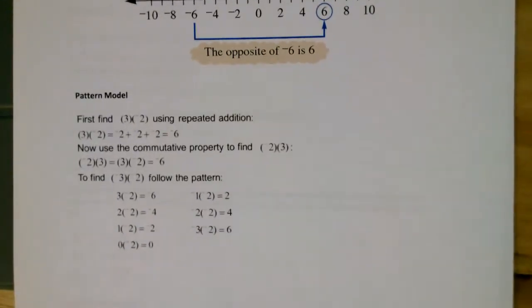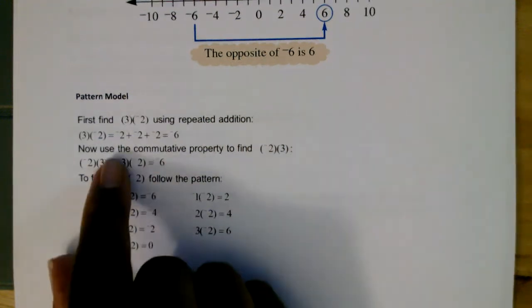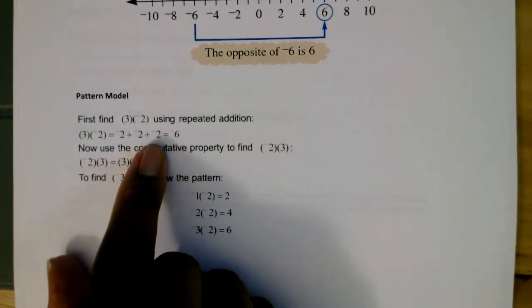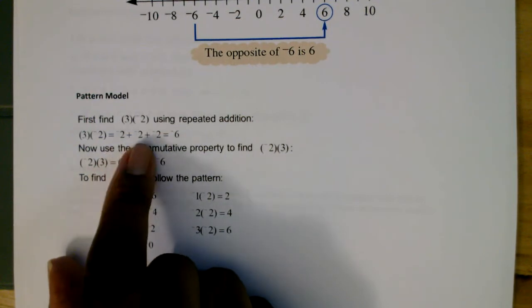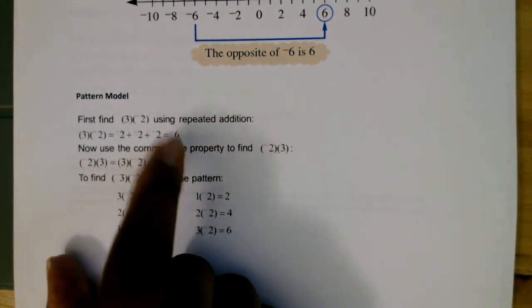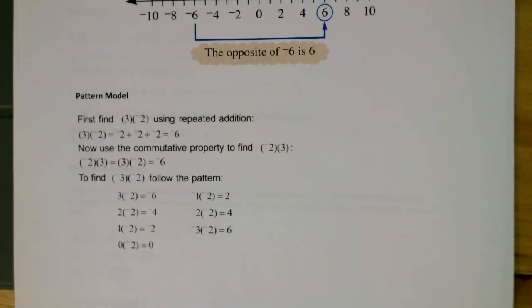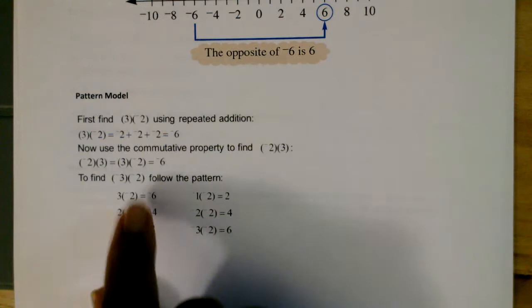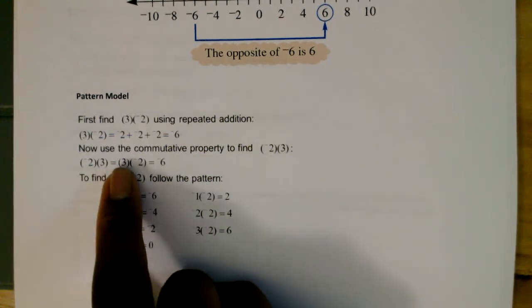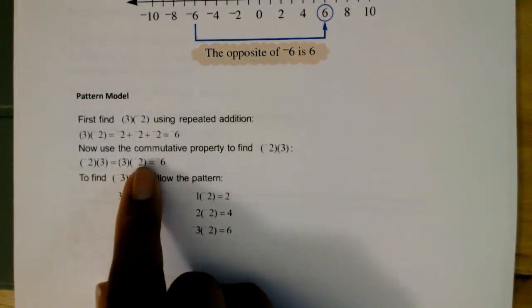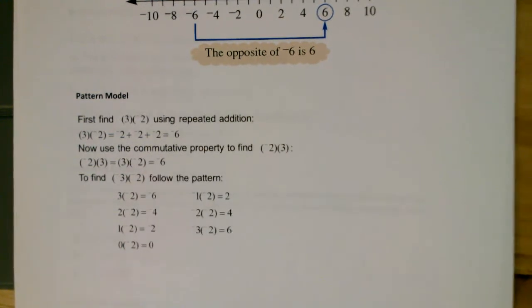All right, now for the pattern model. Let's first find 3 times -2 using repeated addition. So here, -2 will be added 3 times. So -2 plus -2 plus -2 would be -6. And now we use the commutative property to find -2 times 3. Well, -2 times 3 is the same as 3 times -2, which is, of course, -6.